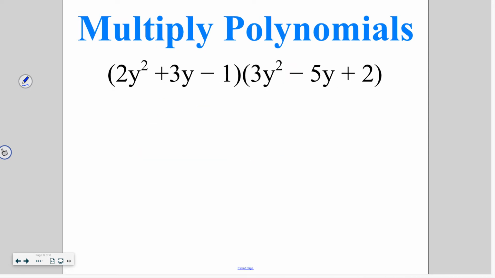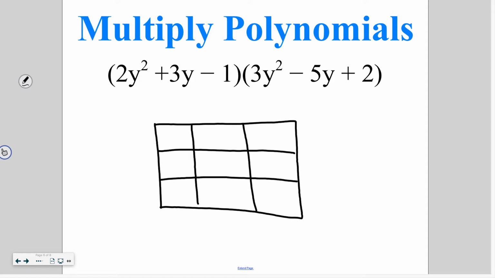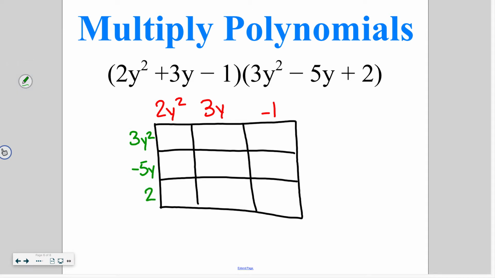Similar thing is going to work when we have our trinomial by trinomial multiplication, but this time instead of just a 2 by 3, we're going to need a 3 by 3 rectangle so that we can have all of our pieces lining up. So our first expression gives me 2y squared, 3y, and negative 1. And my second expression gives me 3y squared, negative 5y, and 2.